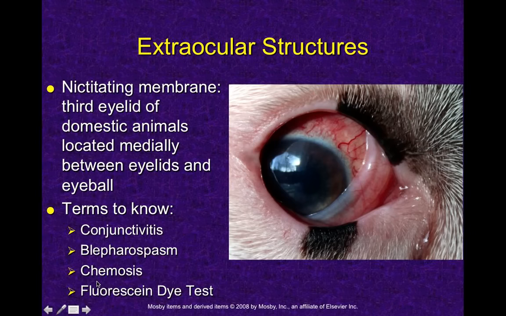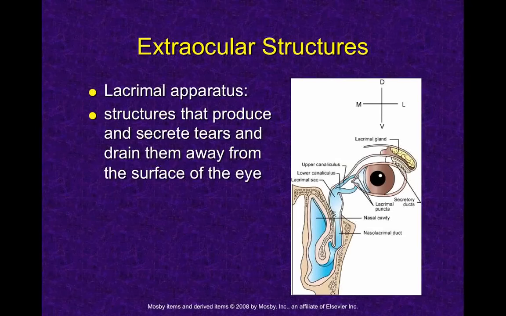And the fluorescein dye test is interesting. The fluorescein dye test uses a dye that's visible under UV light to identify scratches on the cornea. So the cornea is that clear area of the eye. And sometimes if an animal has dry eye or if they get scratched, we can't physically see that scratch. So we have to dye it and have a look at it with UV light to recognize the scratches.